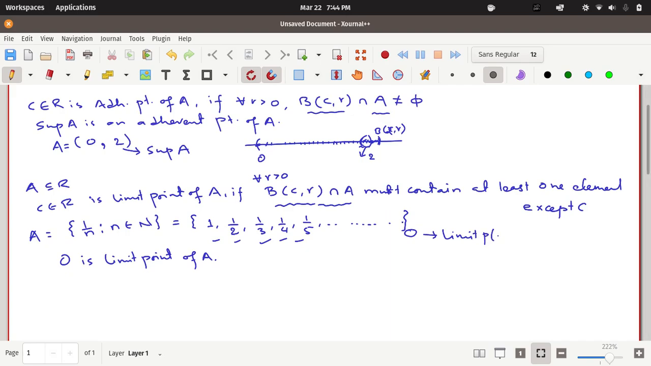because if we draw an open ball with center at 0 and a radius, no matter how small we take, the intersection of this ball with this set is never going to be an empty set, and it contains some other elements apart from 0, and it's very clear. That's why we can say that 0 is the limit point of this set A.